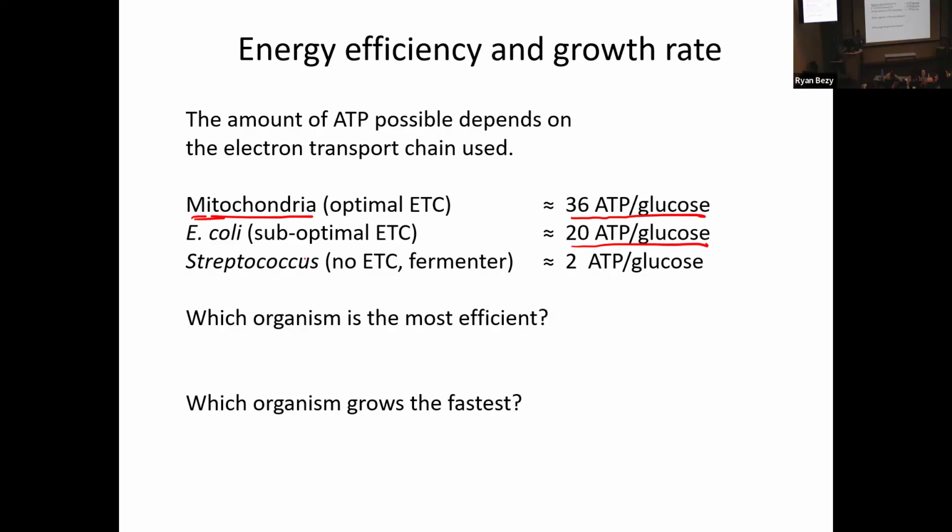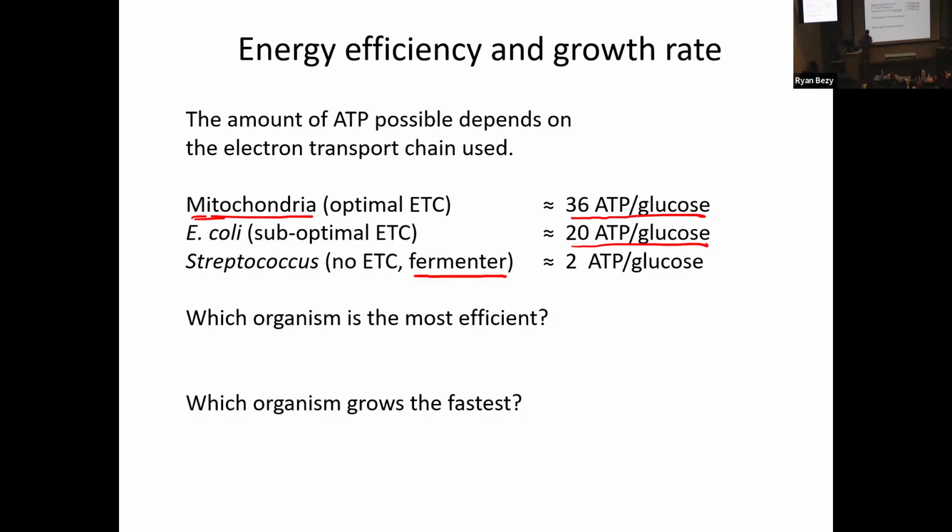Streptococcus. This is a fermenter. Streptococcus is a fermenting bacteria and only a fermenting bacteria. It specializes in doing fermentation. That means it has glycolysis coupled to fermentation. That's it. And then you get 2 ATP per glucose in that fermenting bacteria.